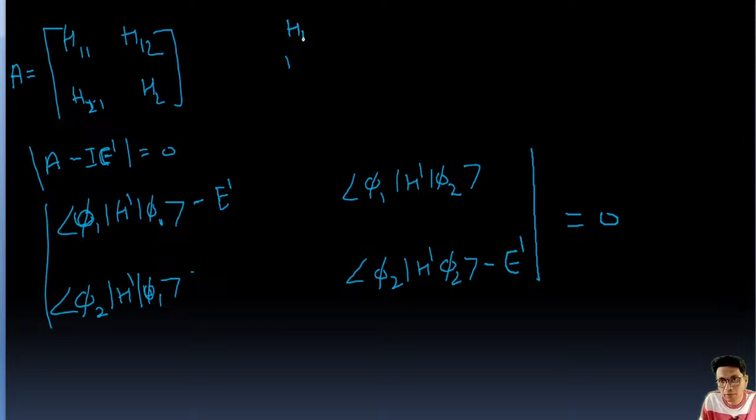Okay, so the value of H11 is phi 1 H dash phi 1. Similarly, the value of H12 is phi 1 H dash phi 2, the value of H21 is going to be phi 2 H dash phi 1, and the value of H22 is going to be phi 2 H dash phi 2 minus E dash.